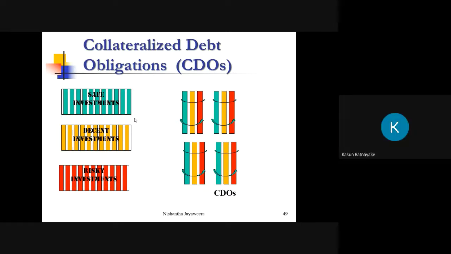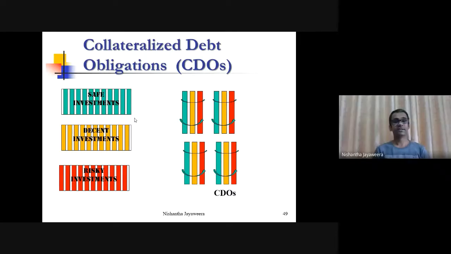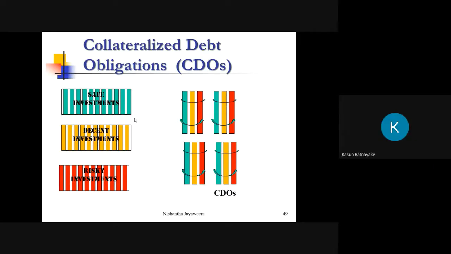Whatever surplus amounts remain in the SPV, we will transfer again to the originator, no? At the end, yes.